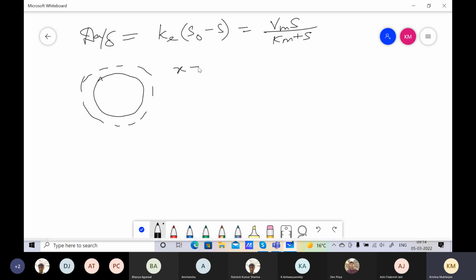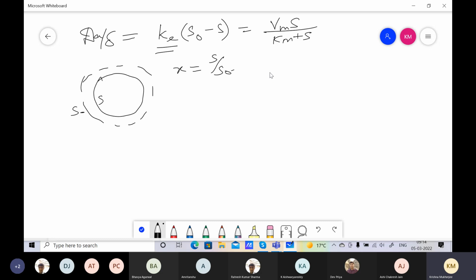I defined a dimensionless X, which was nothing but S by S naught. Notice that S by S naught is 1 when there is no mass transfer, and it's very, very small when there is mass transfer. So the value of X essentially is a measure of the mass transfer. The value of X equal to 1 means no external mass transfer, which means Ke is very, very high. If this is very large, then obviously the driving force, the voltage difference, as it were, in Ohm's law, S naught minus S, is very small. So S by S naught is close to 1, right?